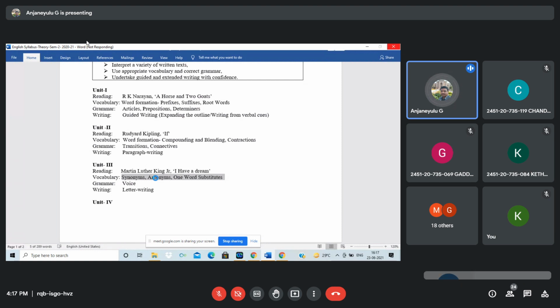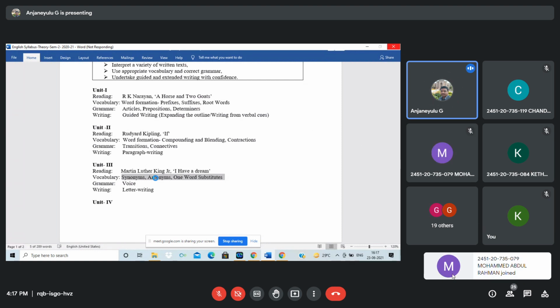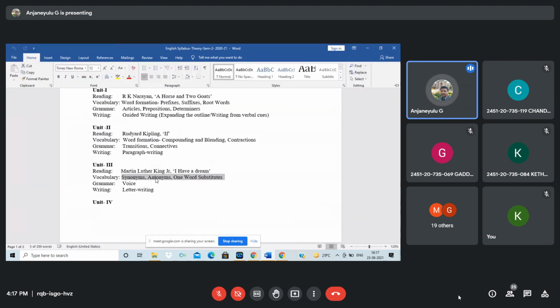A few examples of synonyms, antonyms and one word substitutes. So for your exam, you are going to prepare 2.5 units. First and second, two units complete the syllabus. Third unit, only vocabulary and grammar. So grammar topic wise will be taught by Dr. Tanushree ma'am.